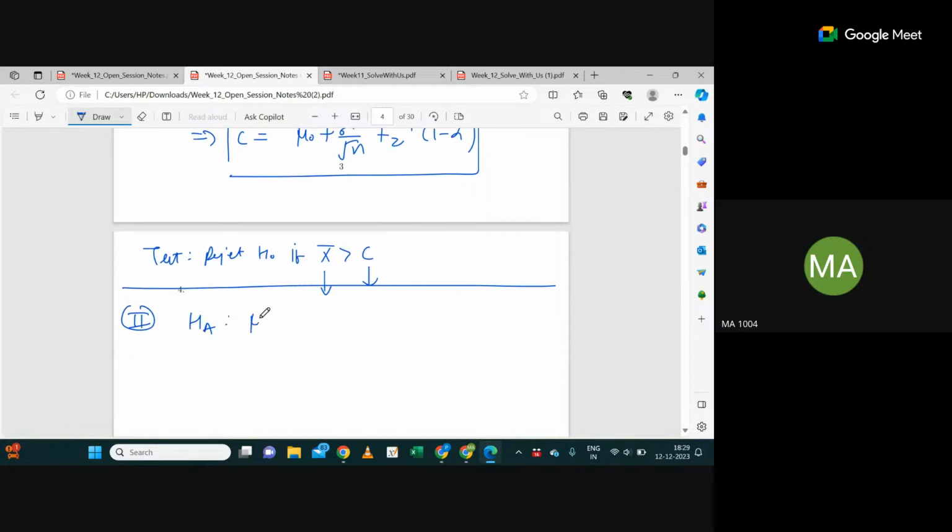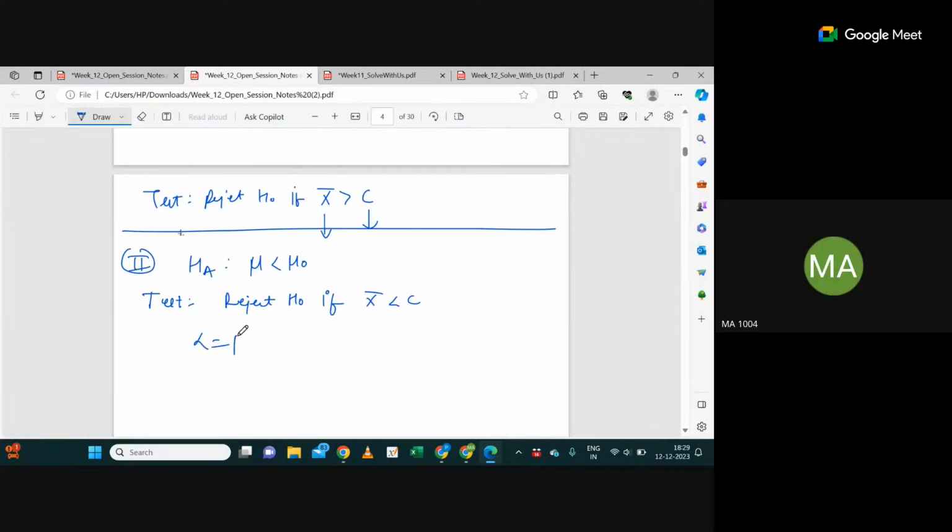If H alternative is mu is less than mu naught, then what will be your test? You will reject your H naught if x bar is less than c. Then similarly you can proceed with alpha: it will be probability of x bar less than c given that H naught.